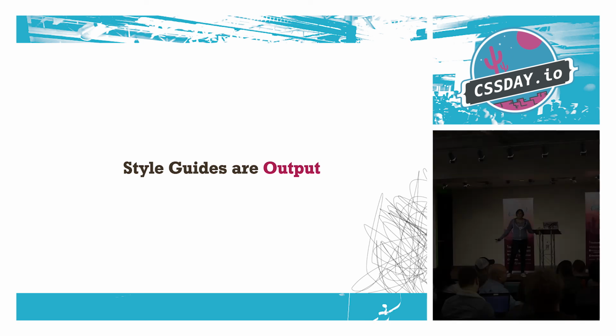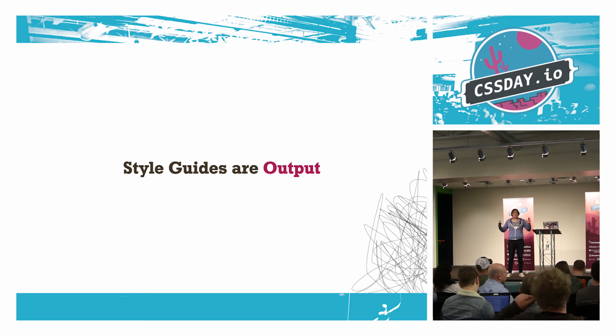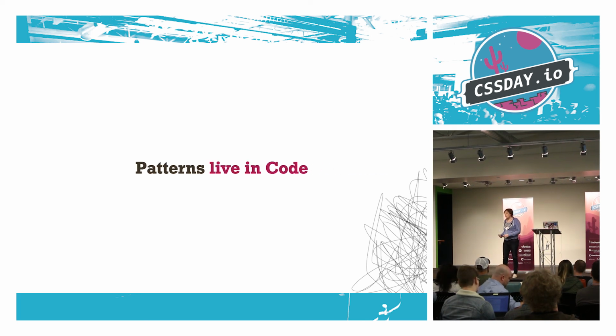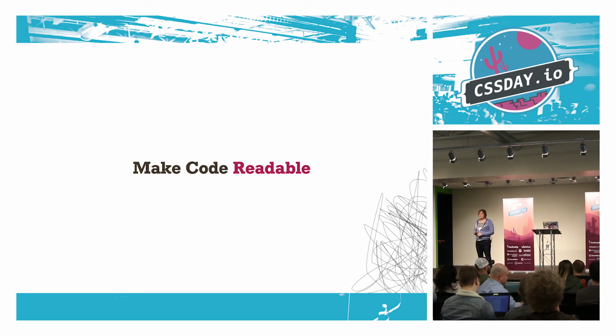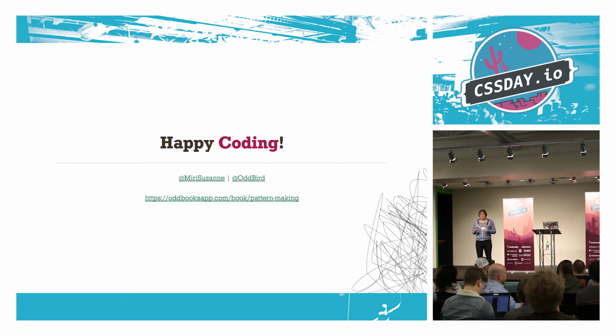Style guides are just output. We're not here to build the style guide. If we've built an API right for our patterns, the style guide should be able to generate it. Style guide should be output from code we already have. The code contains the pattern. That's where patterns actually live. And patterns should make the code readable, and they should make the code meaningful.